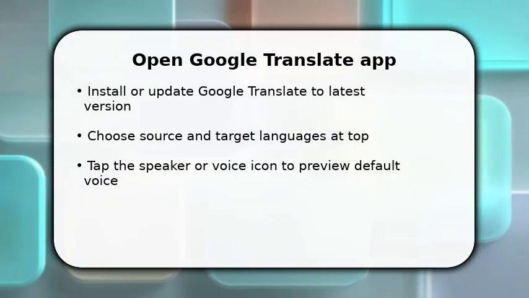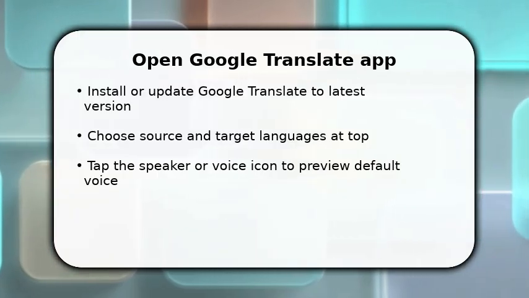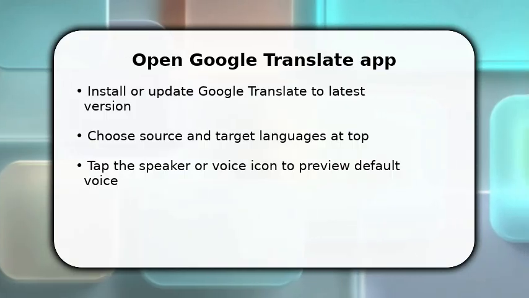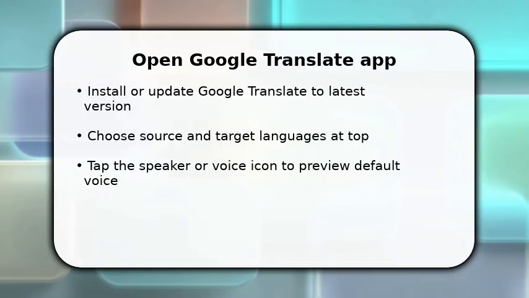You start by opening Google Translate on your device and confirming the app is up to date. This avoids missing voice options. Once done, pick your source and target languages so the app loads relevant voices. Tap the speaker icon to hear the default voice and verify audio output.